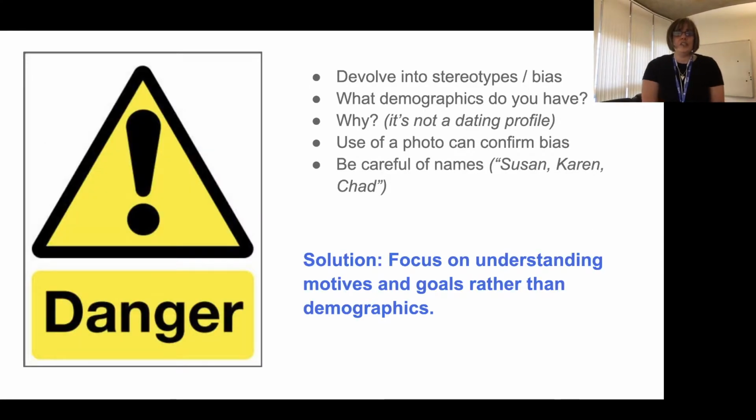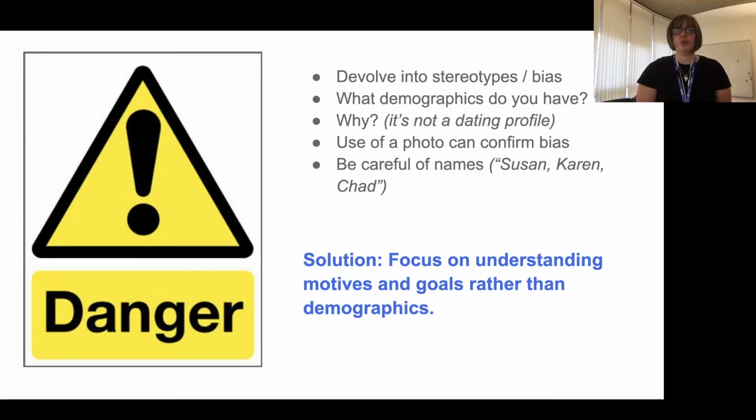So the danger zone here is that we devolve into stereotypes and bias. So being aware of that is very important. What demographics do you actually have? What have you included? And can you justify why you've included this? And again, the same for information about the person. Sophia enjoys long walks on the beach. Why do I care about that in relation to the project that I'm doing? Make sure you can justify that.